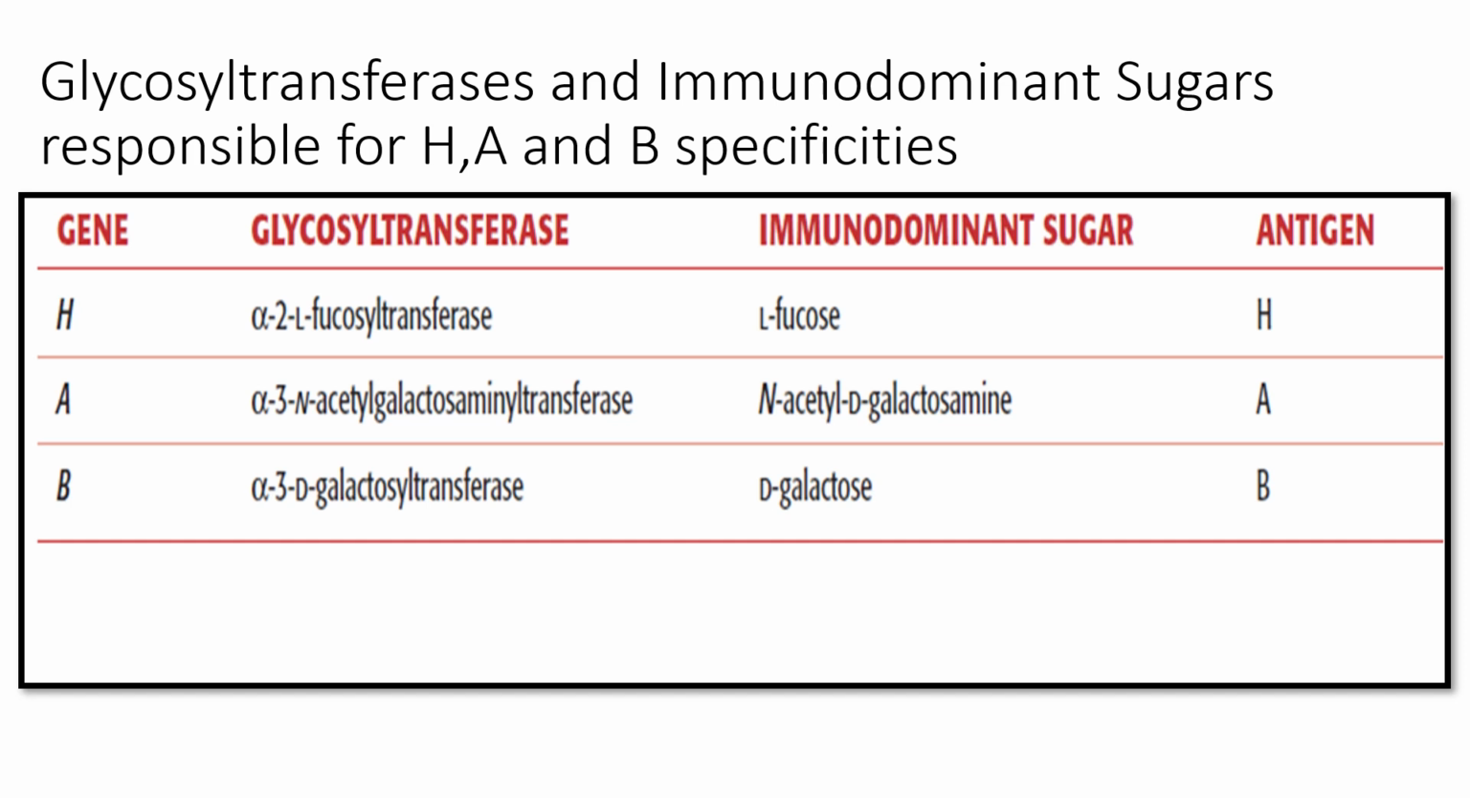Similarly, I told you that for A, it is A transferase, the exact name of which is alpha 3 N-acetyl galactosaminyl transferase. And the immunodominant sugar it is going to add is N-acetyl D-galactosamine, forming an A antigen. Similarly, for B, the enzyme name is alpha 3 D-galactosyl transferase, and it is going to add a D-galactose, and the antigen would be a B antigen.